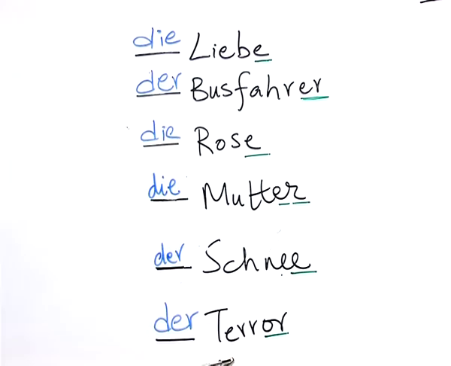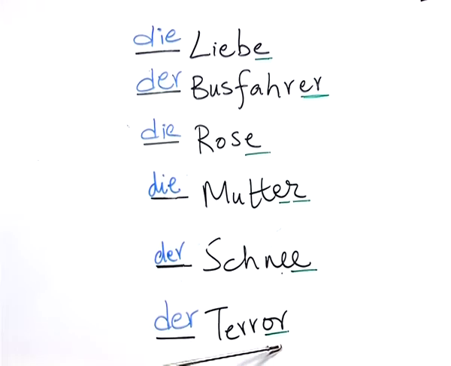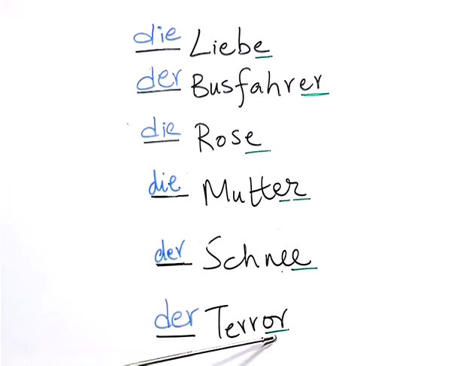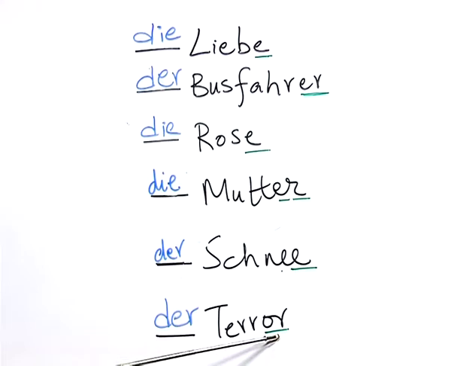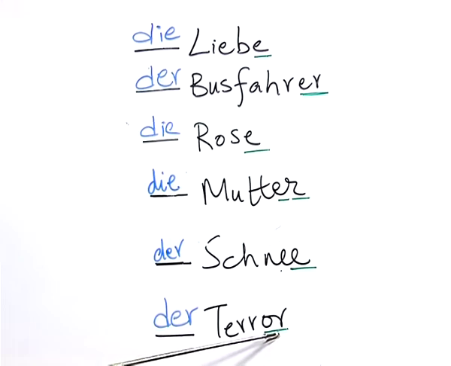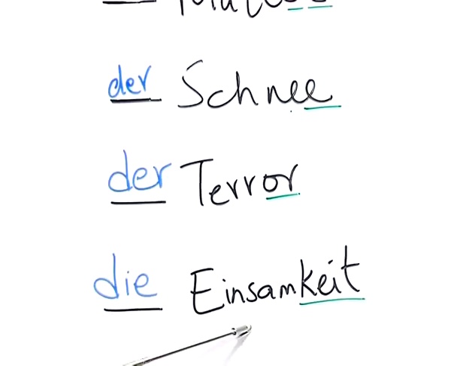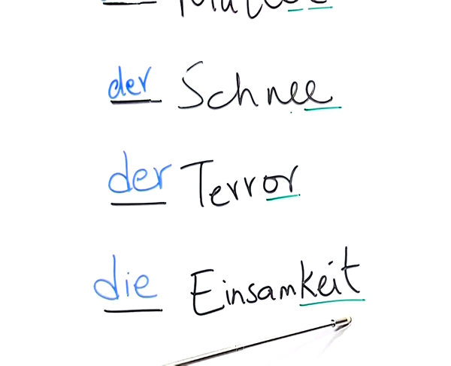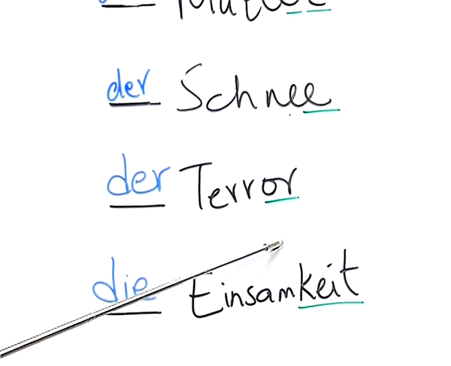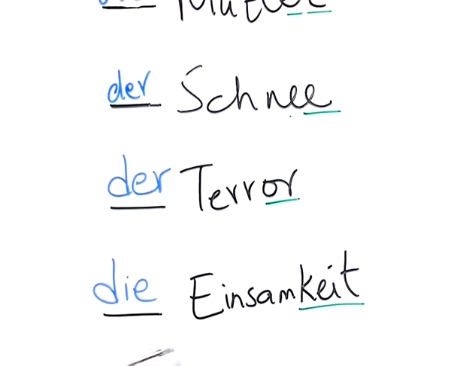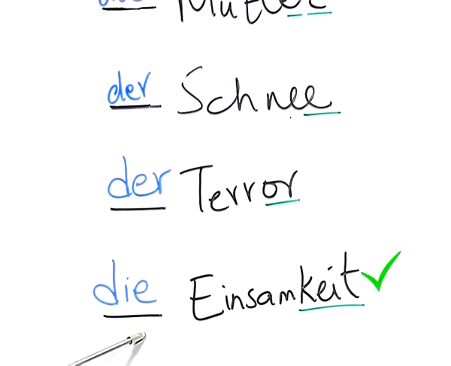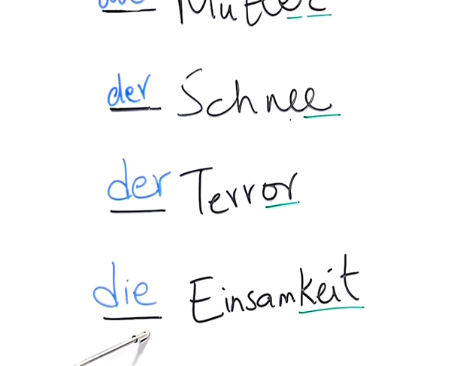Let us look at this noun, Terror, or as you know the English word terror. Here the ending is -or. As we know, the ending -or denotes that the noun belongs to the masculine gender, and here the student has written the correct article der. Now let us look at this noun, Einsamkeit, which means loneliness. As you know, the nouns ending with -keit are always feminine, so the student has written the right answer, die.